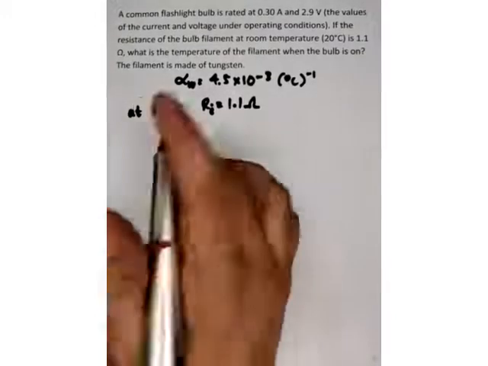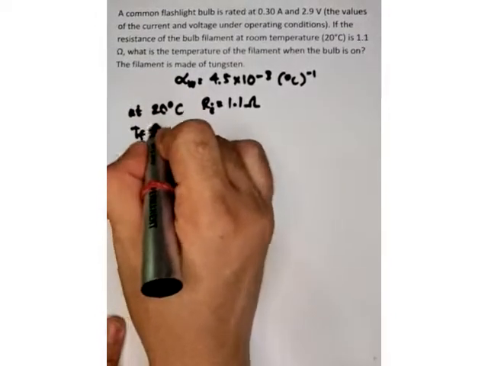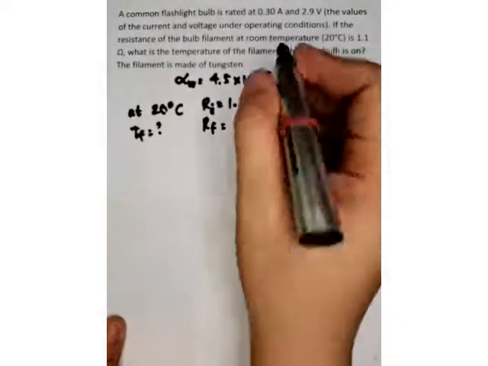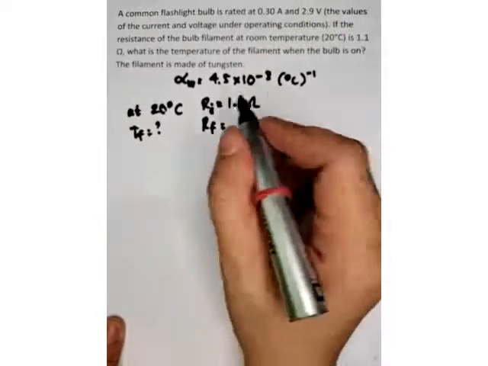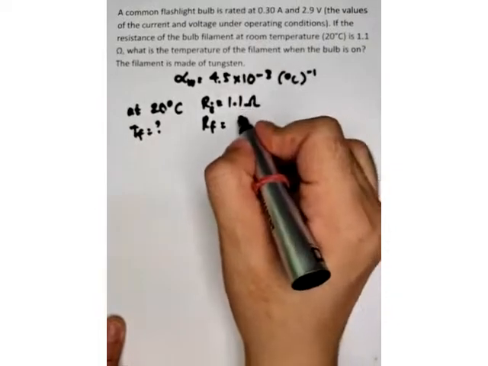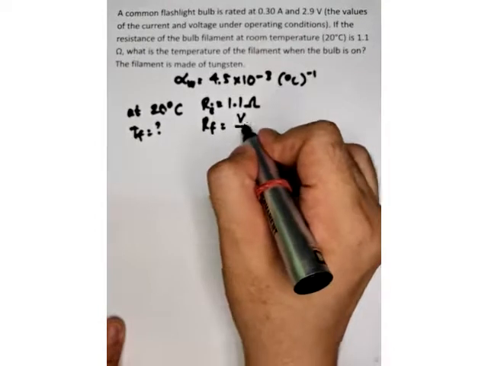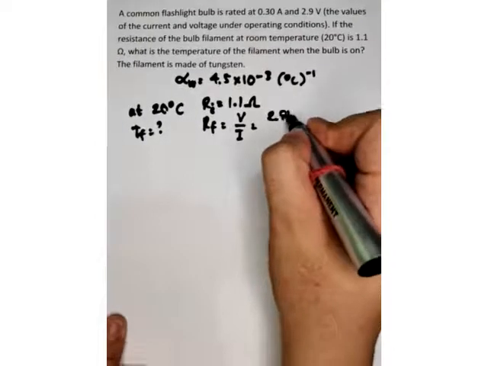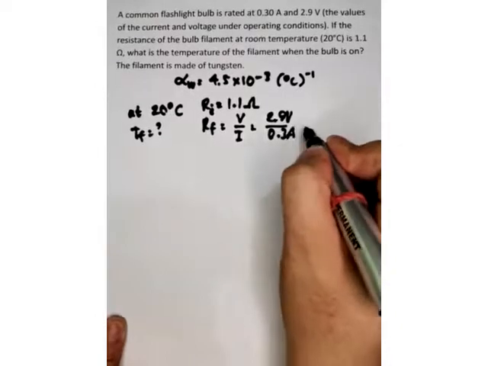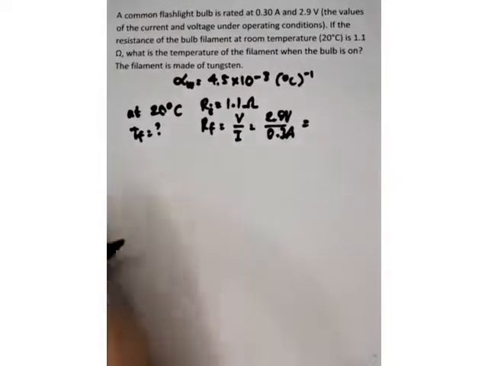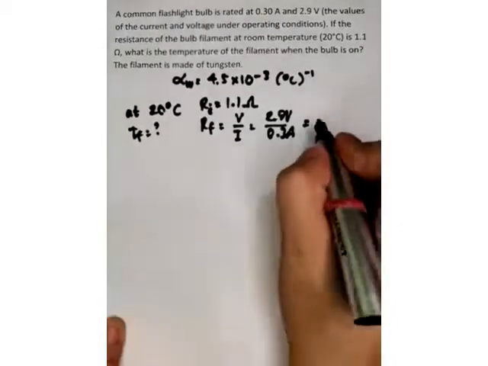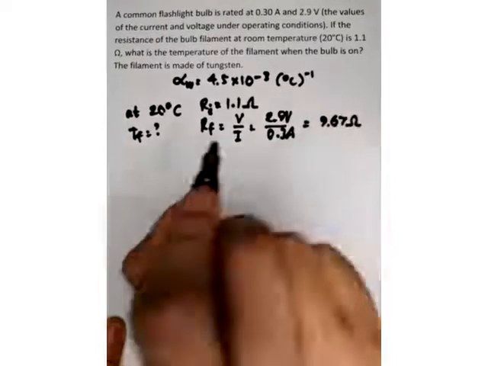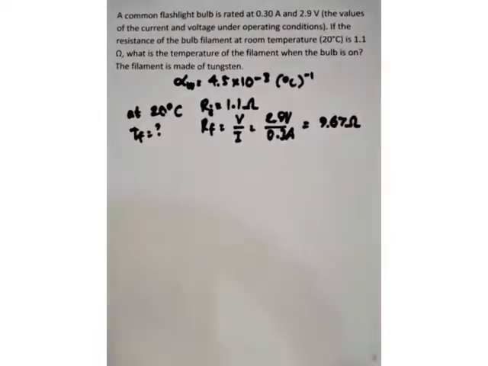So natanong is, ano yung final temperature kung ang resistance nating final will be that of the operating value, which kukunin natin siya sa Ohm's law, that is V over I. So that's equal to 2.9 volts over 0.3 amperes. So the resistance is 9.67 ohms. 2.9 divided by 0.3. 9.67 ohms.